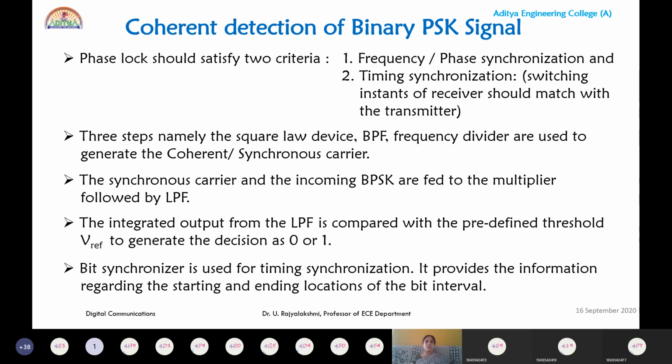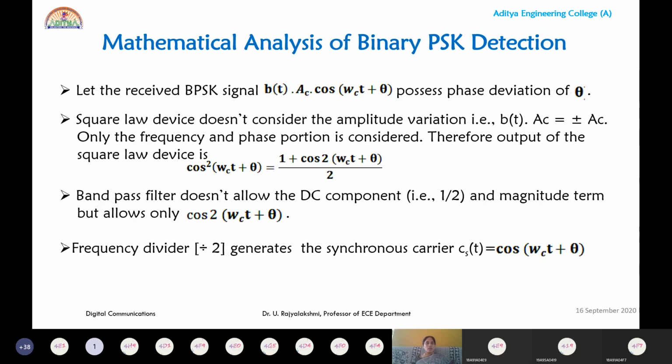Let us move to the next slide so that you can clearly observe the mathematical analysis of this coherent detection. Now, what is the received BPSK signal? See, this mathematical analysis is very important because the same circuit we will use in the case of the differentially encoded PSK receiver section. Differentially encoded PSK consists of a differential PSK transmitter and a binary PSK receiver. The binary PSK receiver is a coherent detector, the same circuit. So the same mathematical analysis you should do in differentially encoded PSK.